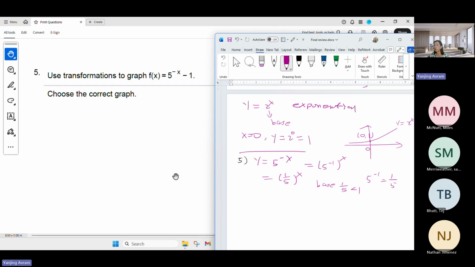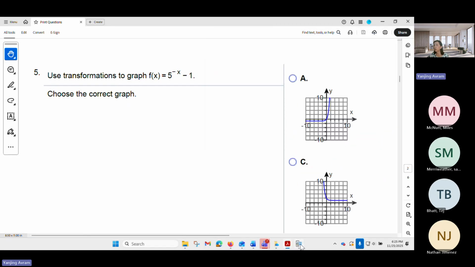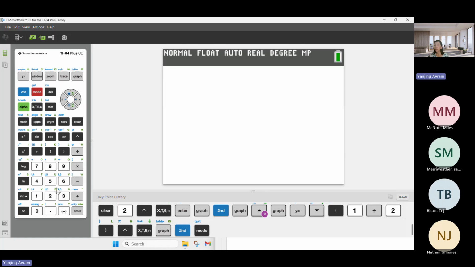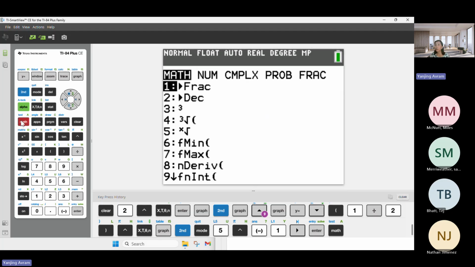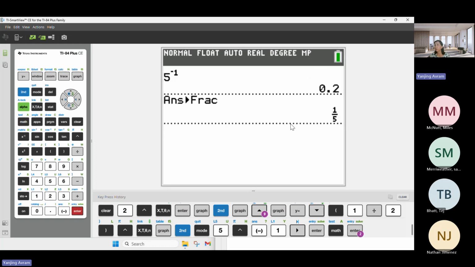If you don't really know, you can use the calculator to see how much 5 to the negative 1 power is. If you calculate 5 to the negative 1 power, it gives you 0.2. It's not a negative number, it's 0.2. And if you go to math and change this whole thing into a fraction, that's 1 over 5. So 5 to the negative 1 power, if you move the 5 to the denominator, the exponent becomes positive, so it is 1 over 5.